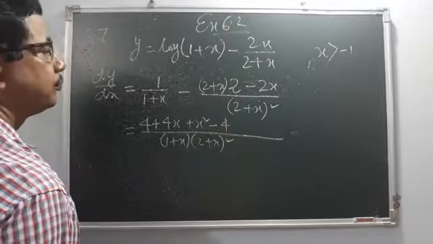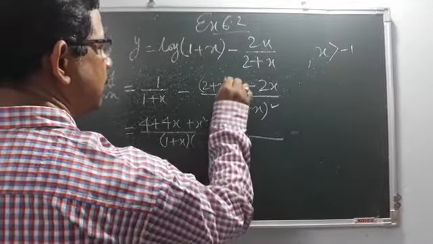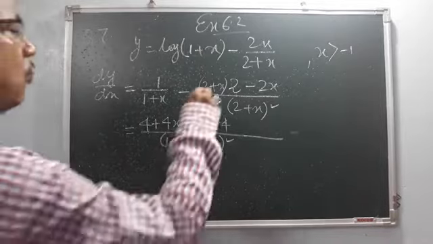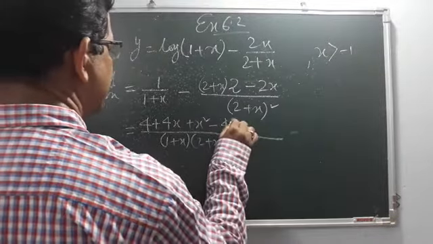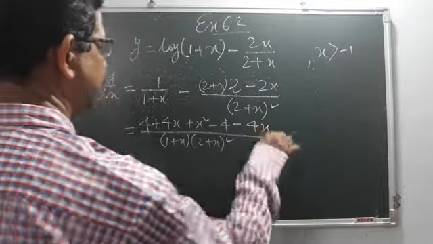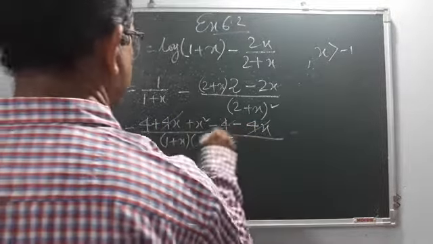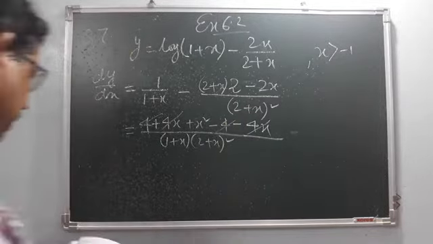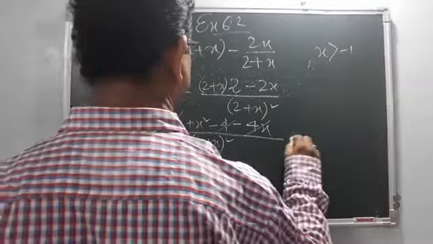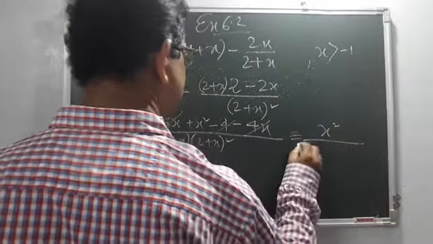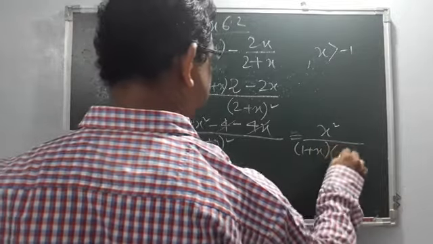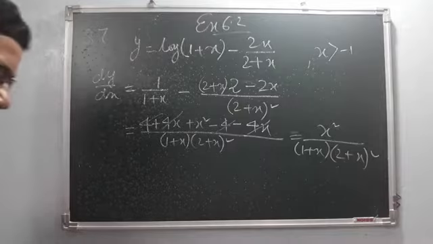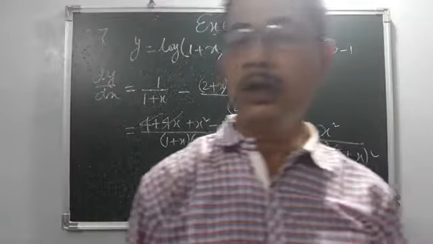So you see that 4 plus 2x, the 2x cancels and only 4 is left. 4 into (1 plus x) is 4 plus 4x, so these cancel. So we are left with x square divided by the denominator. It is simple calculation, and if you have a problem you do it the slow way, in your own way.